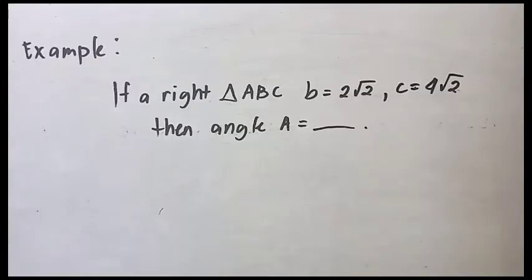Another example that we have, how about kung angle naman ang nawawala? Like, dito. If a right triangle ABC, B is equal to 2 square root of 2, and C is equal to 4 square root of 2, then angle A is what?